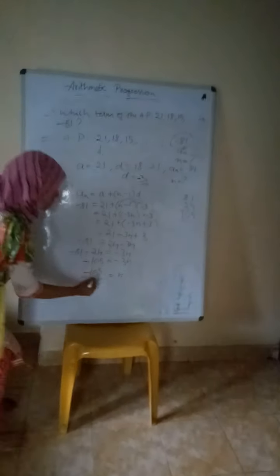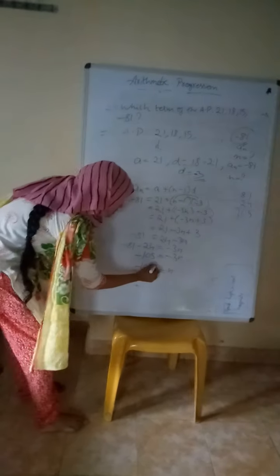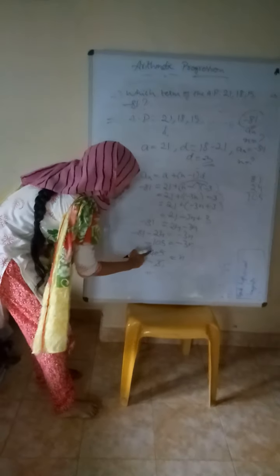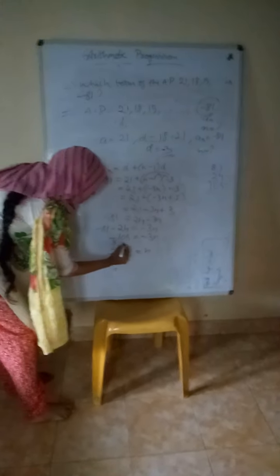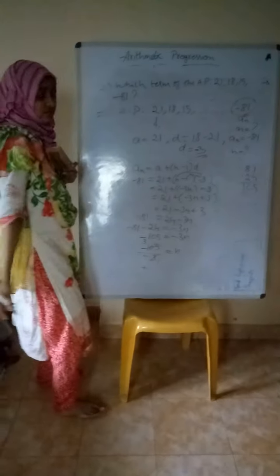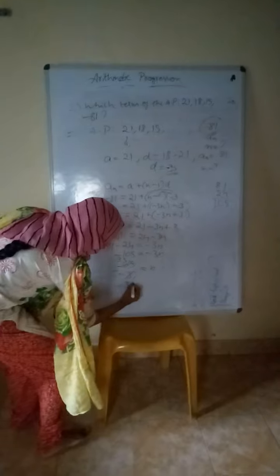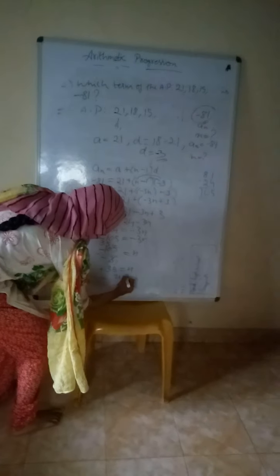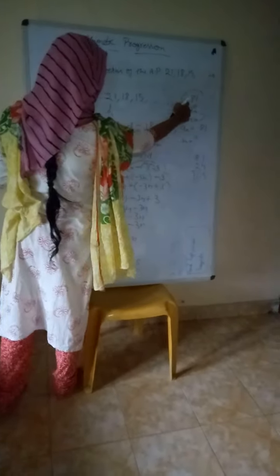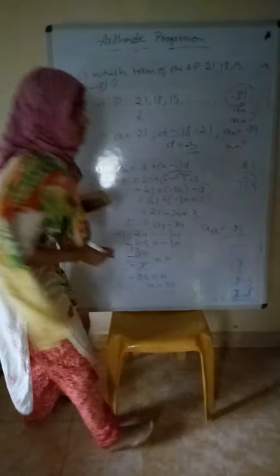So what is this? Divide it. 3 ones are 3. Next 3 3s are 9. So here 10 it is there, 1 is remaining, put it here, 15. 3 how much are 15? 5. So you got 35. So n is equal to 35. So the 35th term of the AP is minus 81. Therefore A35 is minus 81.